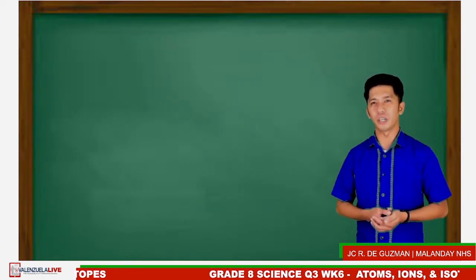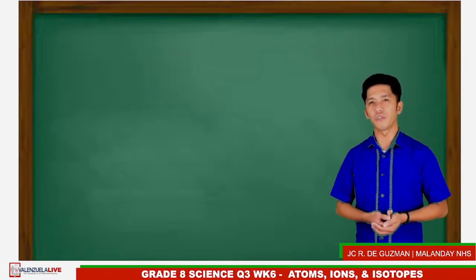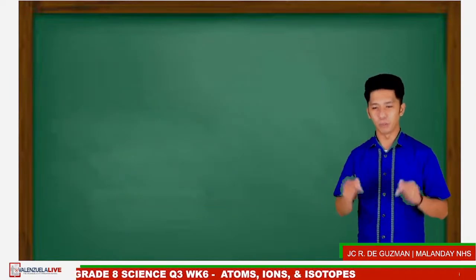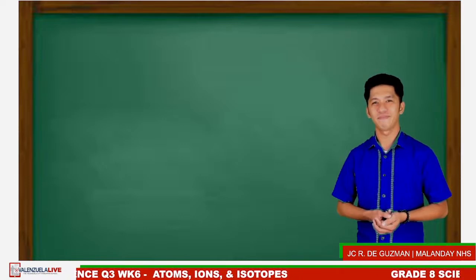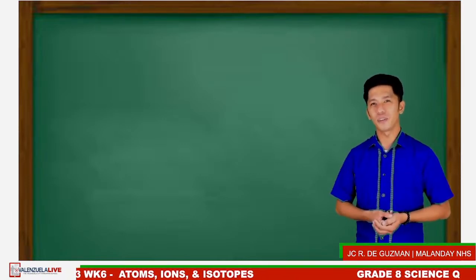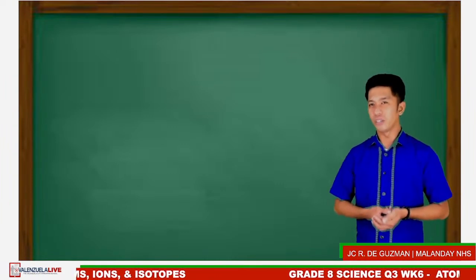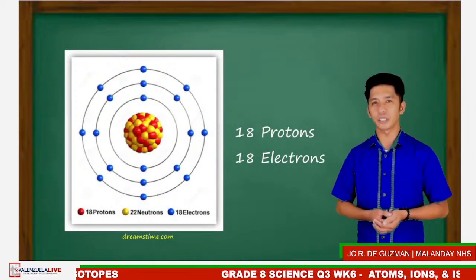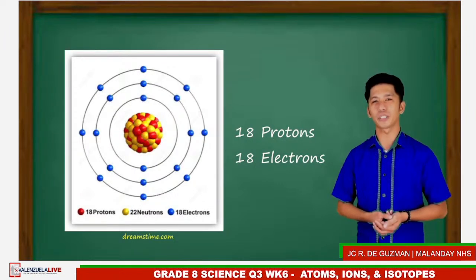Let me see if you can still recall how to get the value of subatomic particles using the different formulas provided last time. Start pressing the heart emoji if you are ready. Alright, first number, using your periodic table of elements, can you determine what elements has 18 protons and 18 electrons? Type down your answers on our comment section below.